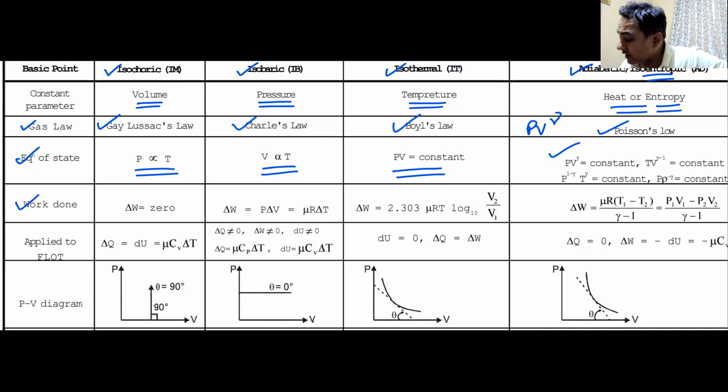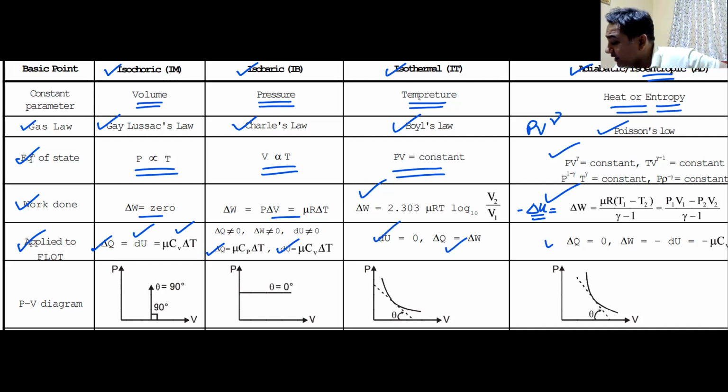Next one is work done. Work done is 0. Work done is P into delta V or nR into delta T. We have seen the different variations of the same problem. Work done here is negative of the change in internal energy. Do we remember this? First law of thermodynamics: delta Q is delta U, which is nCv delta T. Here, delta Q is nCp delta T. Delta U is nCv delta T. Here, delta U is 0. Delta Q is equal to delta W. Here, delta Q is 0. So the work done is minus of delta U. Do we remember this?